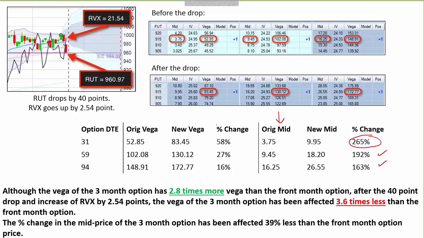So that's why it's important to focus primarily on this, because our focus here is the impact from a Vega perspective. We don't necessarily care about looking at deltas and mixing all those things up, because then that gets complicated. We want to isolate just the Vega. Therefore, even though you can see the impact on price, the most important thing to look at here is the percent change of the Vega itself. And if you compare these numbers, as you can see in the thing that's written down here, even though the 3-month option from a Vega perspective has 2.8 times more Vega, it's affected 3.6 times less.